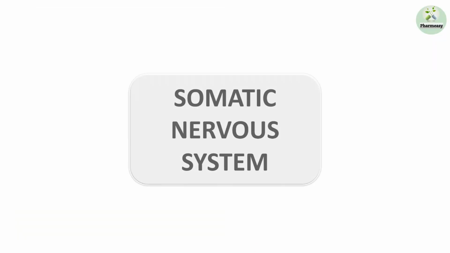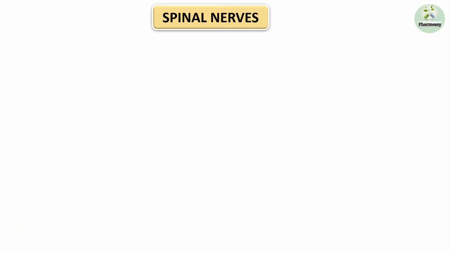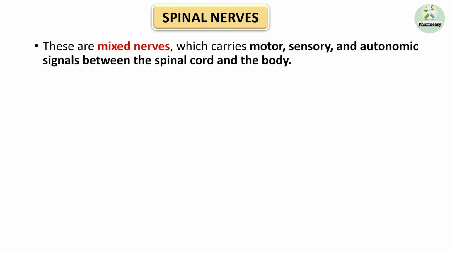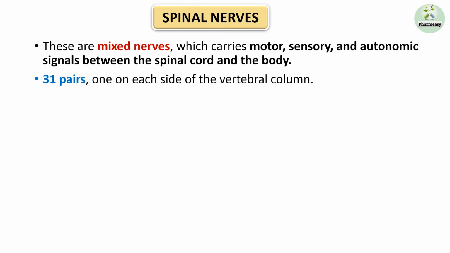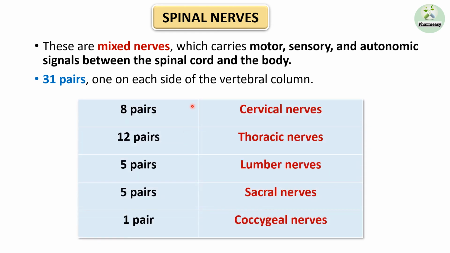Now, our next topic is spinal nerves. These are mixed nerves, which carry motor, sensory, and autonomic signals between the spinal cord and the body. There are total 31 pairs of spinal nerves, one on each side of the vertebral column. So, there will be 8 pairs of cervical nerves, 12 pairs of thoracic nerves, 5 pairs of lumbar nerves, 5 pairs of sacral nerves, and 1 pair of coccygeal nerves.